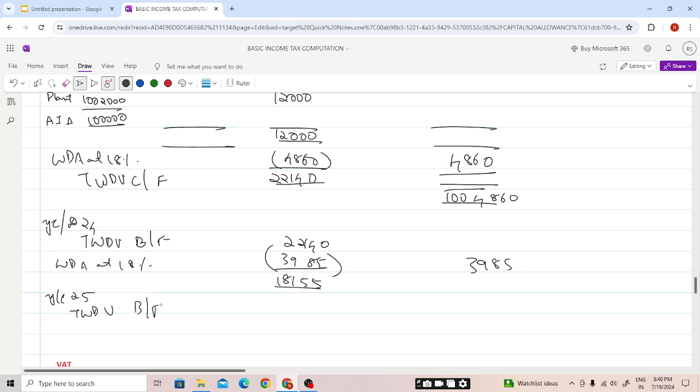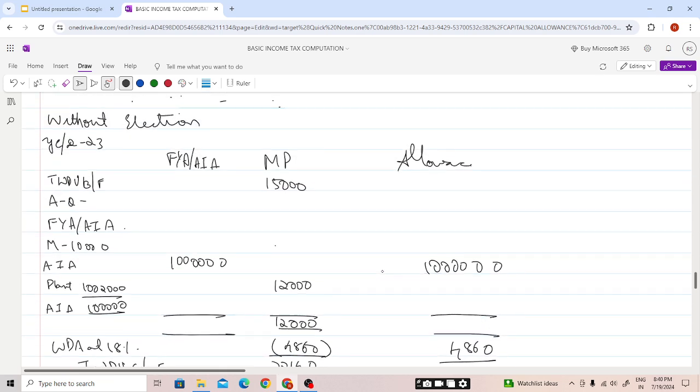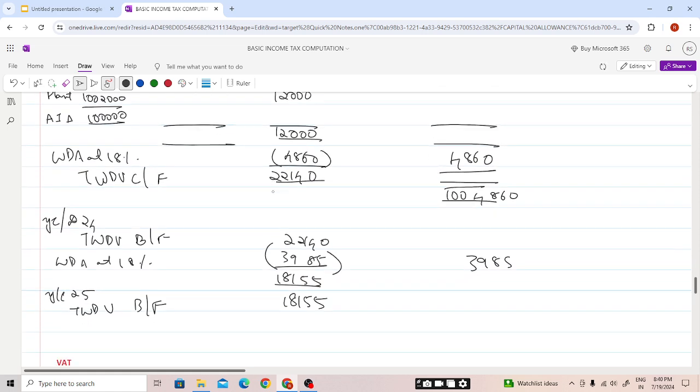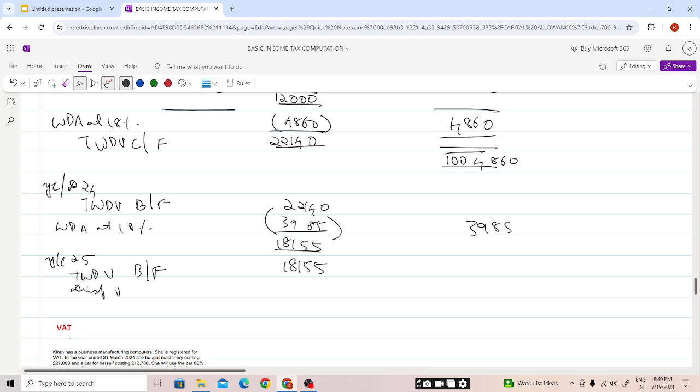TWDV brought forward will be 18,155, students, and we have made the disposal in the year 25, that is 1,750, which is low. So the disposal proceeds are 1,750. So this will give rise to balancing allowances? No, students, it will not give rise to balancing allowance because we have not made the short life asset pool election. No short life asset is available here.